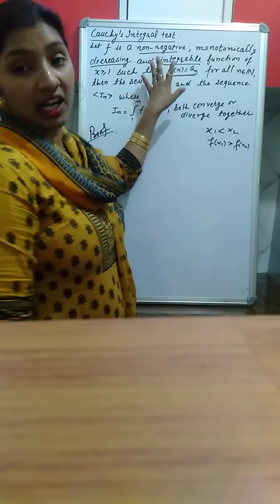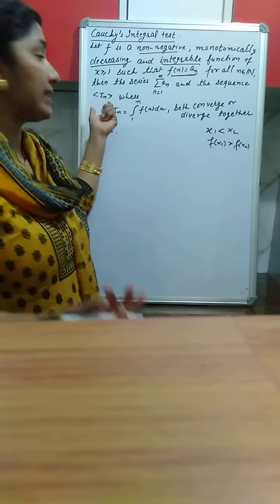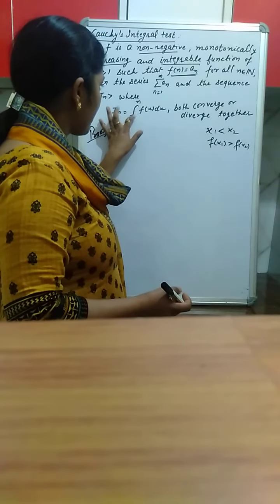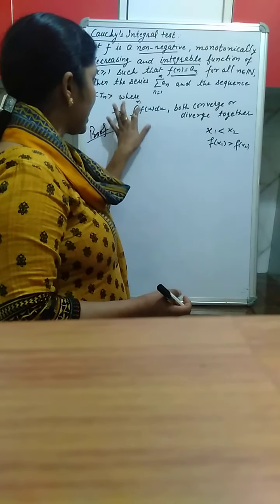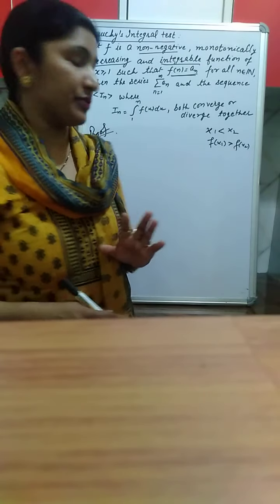For all natural numbers, then the series summation a_n and the sequence I_n, where I_n is the integration from 1 to n of f(x) dx, both converge or diverge together. That means if you want to check whether this series is convergent or divergent, we just check whether this sequence I_n is convergent or divergent, and they will converge or diverge together. So let us prove it.